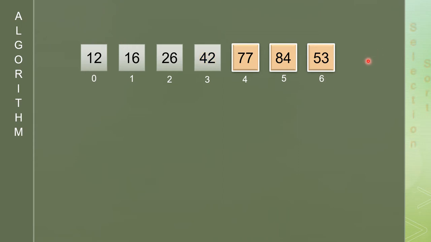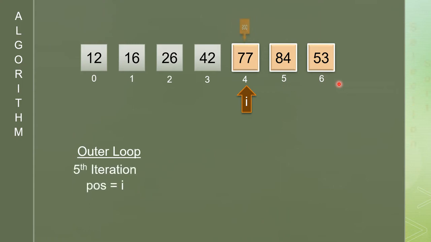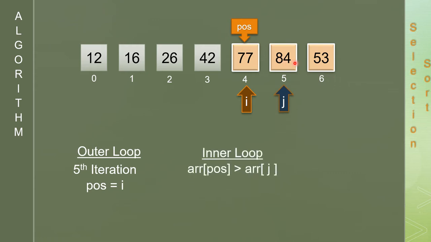Now the next iteration. Here you can see that four values have been sorted already. Now the I value is pointing to the next value, that is 4, and the position value is also pointing to the same 4, and the j value is the next value, that is 5, that is 4 plus 1. Now you are going to compare: is 77 greater than 84? No, it is not, it is false. So it will move on to the next value: is 77 greater than 53? Yes, it is true.